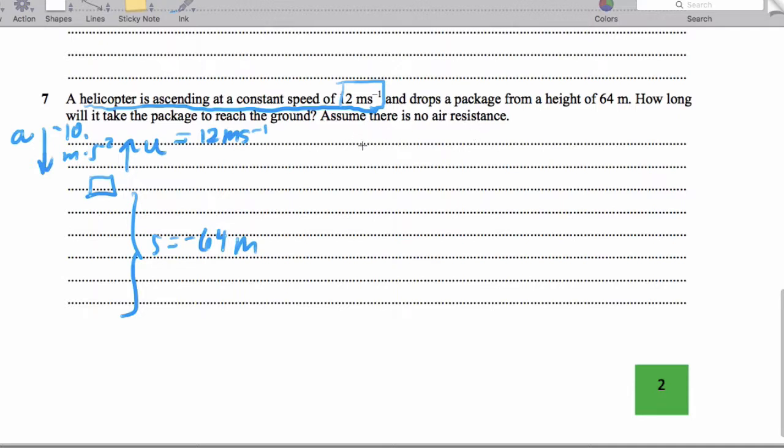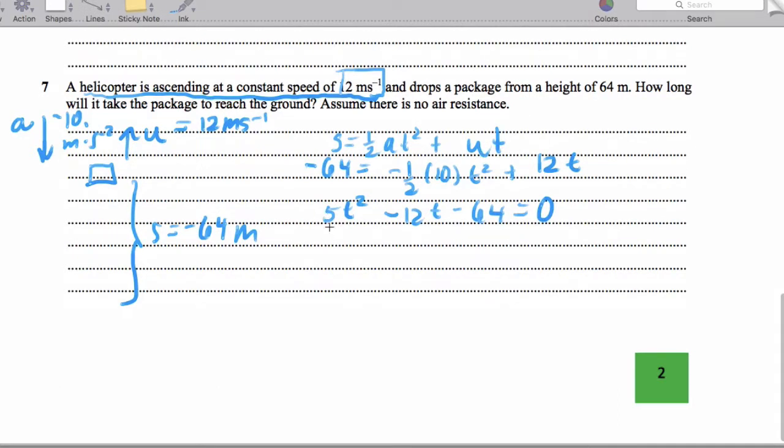So here we go. Essentially, we're going to have that S is 1/2 AT squared plus UT. -64 is going to be -1/2 times 10 times T squared plus 12 times T. And we have this quadratic equation to solve. So we're going to have 5T squared minus 12T minus 64 equals 0. And we're just going to judiciously apply the quadratic formula.